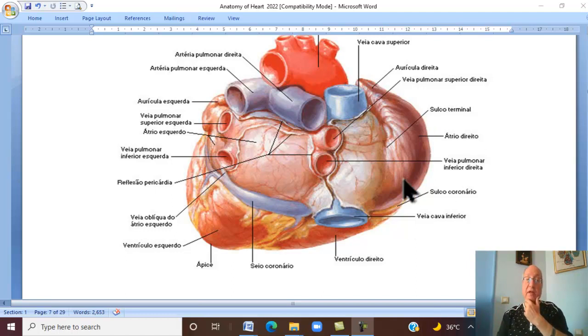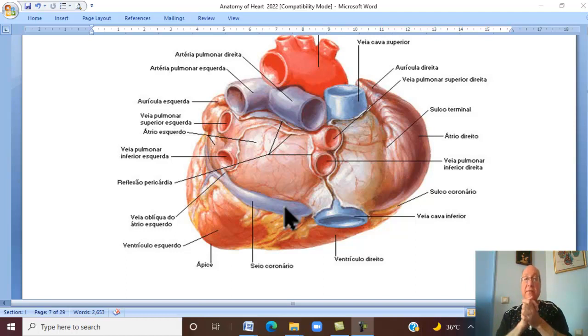Therefore, the posterior surface has an upper border, and along the upper border run the right and left pulmonary arteries, and the lower border of the posterior surface or the base is the coronary sulcus, which contains the coronary sinus, this vein, and the associated artery called the circumflex artery.